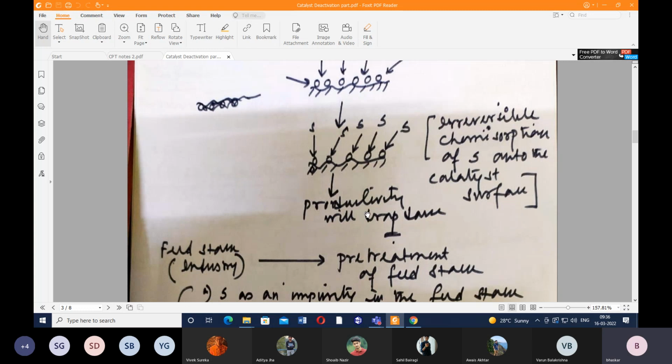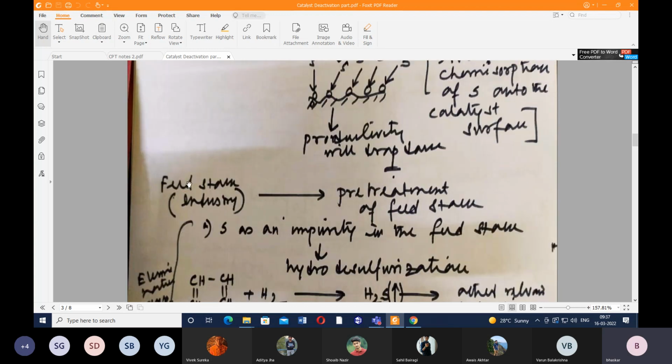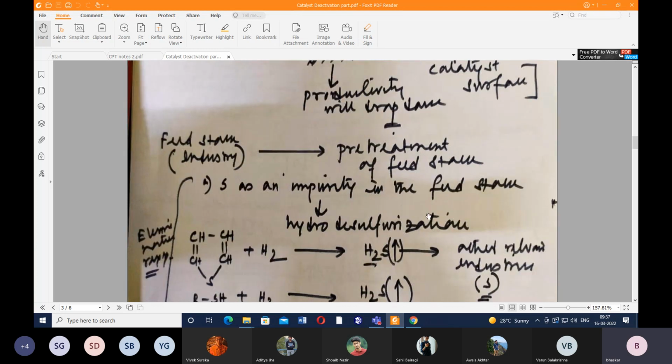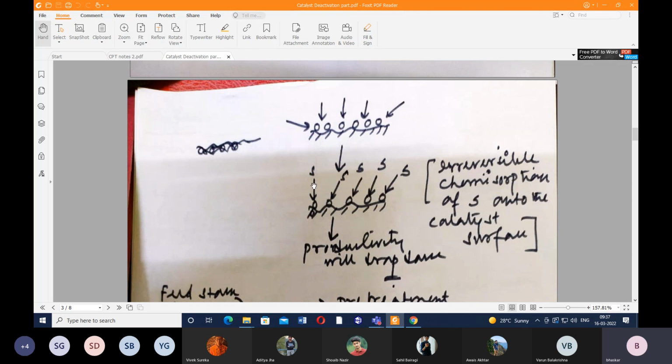So consequently, the productivity will drop down. So everybody understands this. When we have got irreversible chemisorption, this is when catalyst poisoning has taken place. So most of the active metal part is not active, not available for the reaction. That is why the productivity has dropped down. Okay, so first of all, whatever feedstock we have has to be pre-treated. So now coming to the pre-treatment. So is that part clear to all of you? Here I have considered sulfur as a poisoning particle.